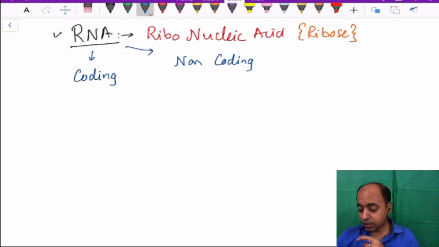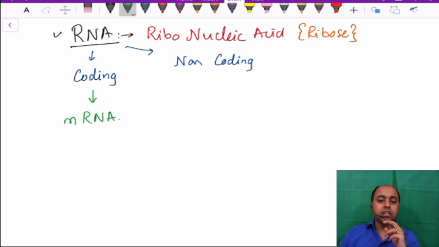Among the coding, we have only one single RNA, and that is the messenger RNA. When I say the coding RNA, what I mean is the RNA which can get translated into the protein. If we read the sequence of the nucleotides, we can directly use it for generating the protein. So that will be the coding RNA, and that is the messenger RNA.